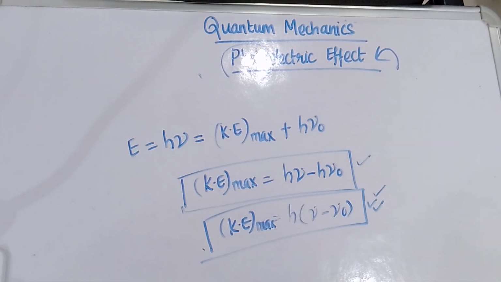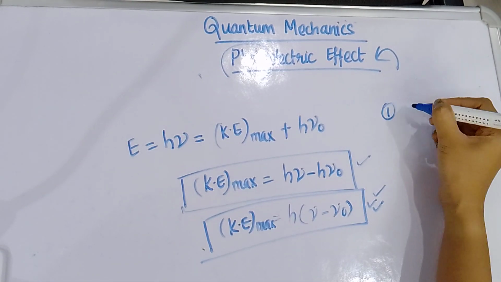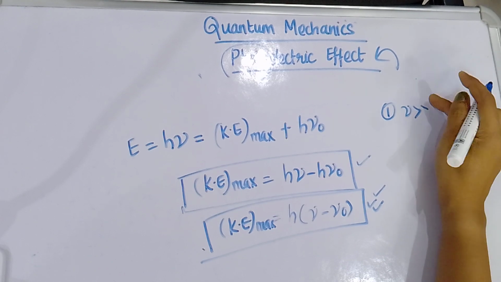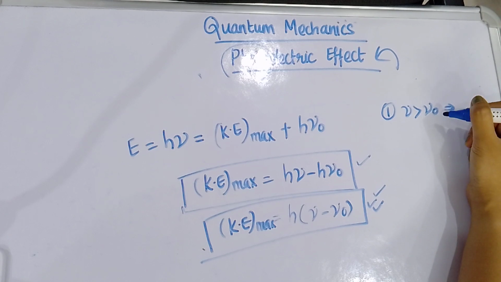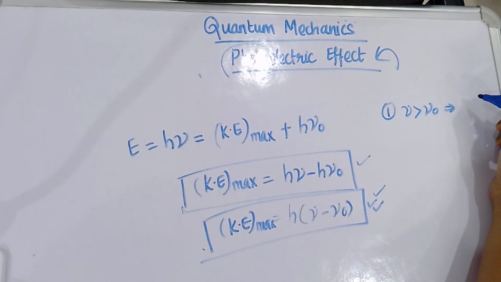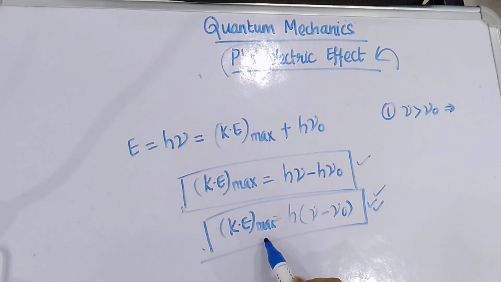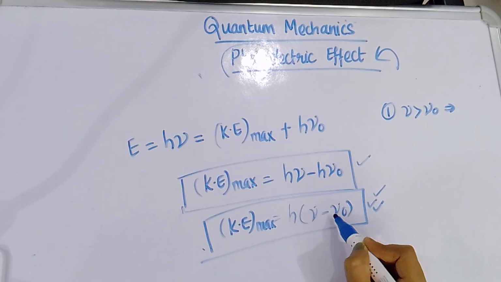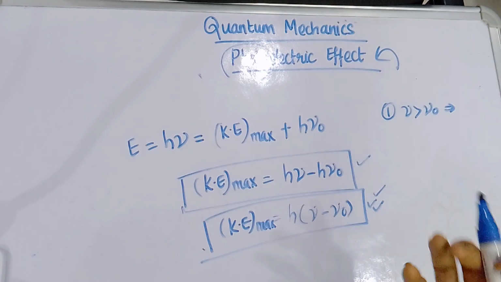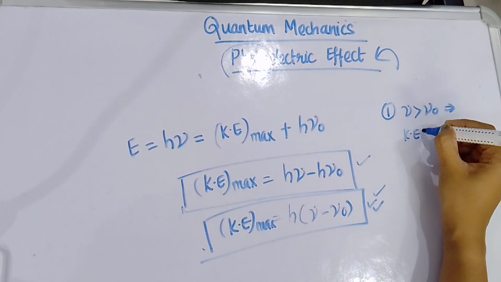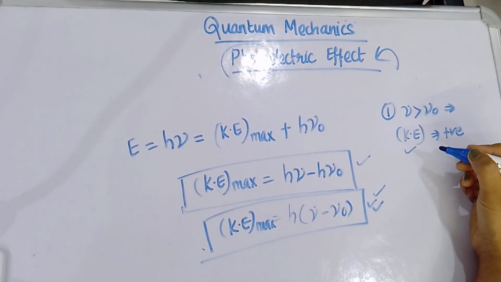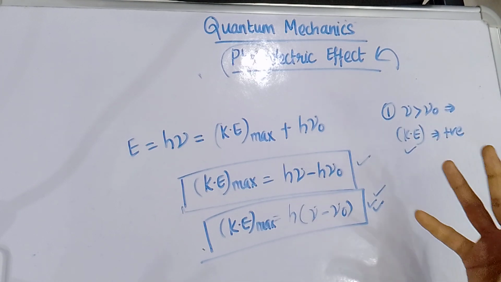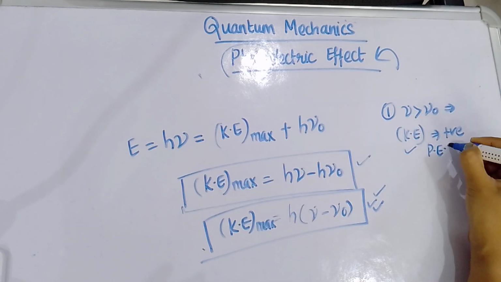From this equation itself, if you see case 1, when nu is greater than nu naught, what did we say? When the frequency is greater than threshold frequency, photoelectric effect takes place, right? So nu minus nu naught will be a positive value. So kinetic energy is a positive quantity. That means it is correct. Kinetic energy is only positive. We don't get the value of kinetic energy to be negative. That means this takes place, so we can see photoelectric effect.